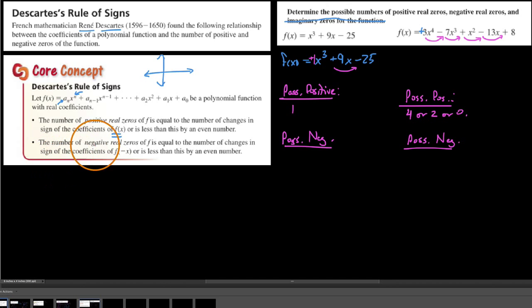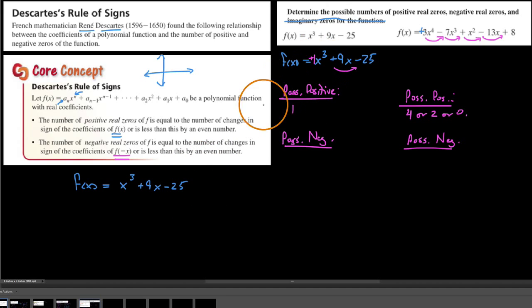With possible negatives, we say the number of negative real zeros of f is equal to the number of changes in sign of the coefficients. So same thing we saw up here, but we say of f of negative x, or is less than that by an even number. So to check for possible negative, I'm going to rewrite this down here. We say f of x on our first function here was x cubed plus 9x minus 25.